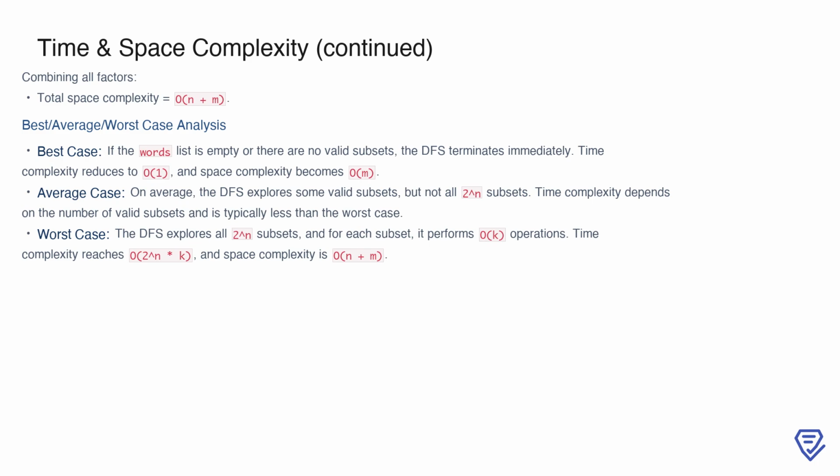In the average case, the DFS explores some valid subsets, but not all 2^n subsets. The time complexity in this case depends on the number of valid subsets, which is generally less than the worst case. In the worst case, the DFS explores all 2^n subsets, and for each subset, it performs k operations. This gives a time complexity of O(2^n * k), and a space complexity of n plus m.